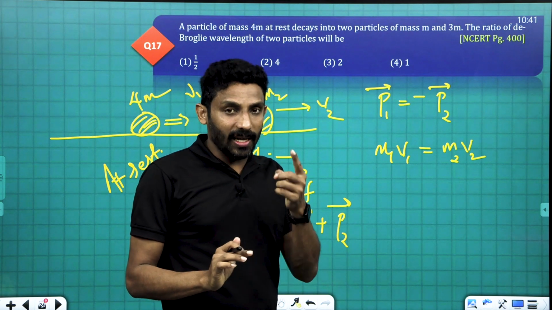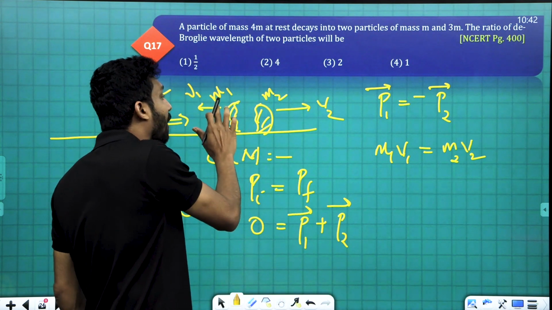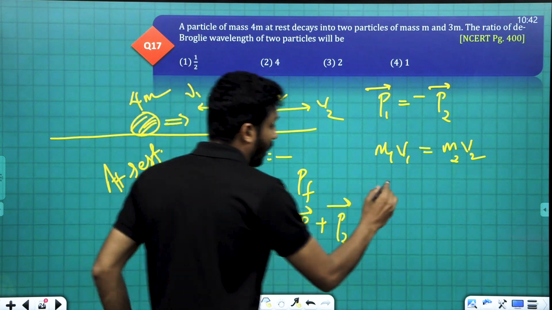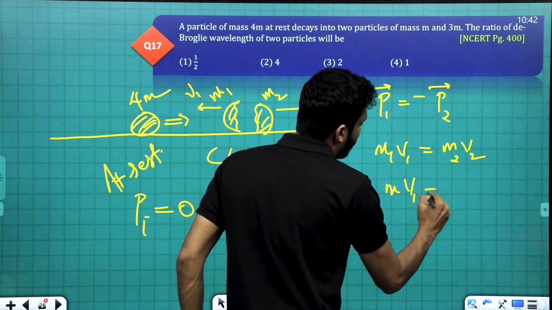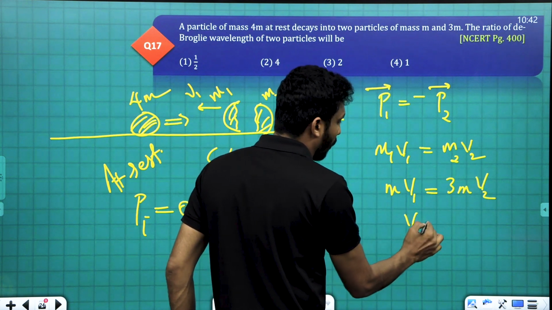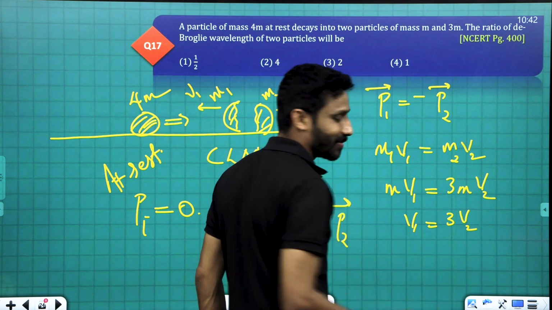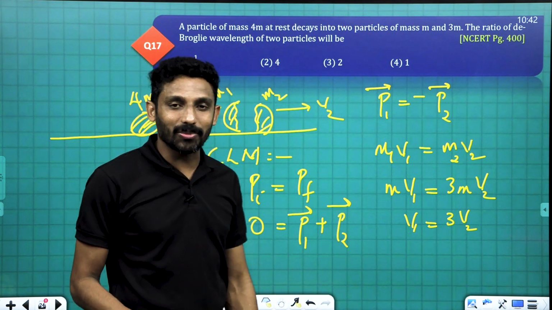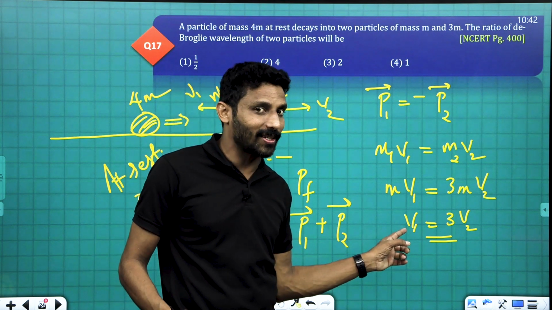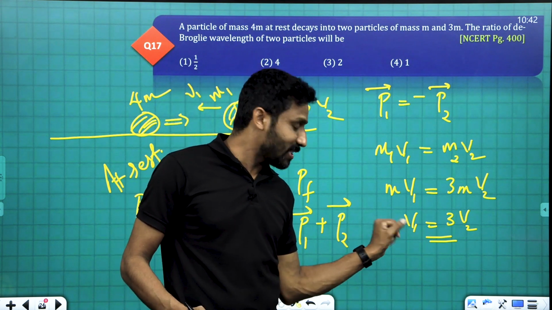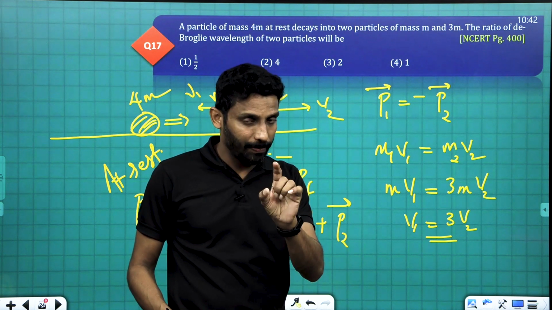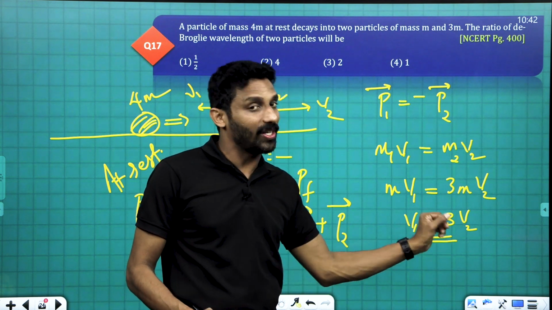One fragment has mass m, and the other has mass 3m. So m into v1 is equal to 3m into v2. The m cancels, so v1 is equal to 3 times v2. The smaller fragment moves faster. v1 is the speed of the smaller fragment whose mass is m, and that is equal to 3 times v2.